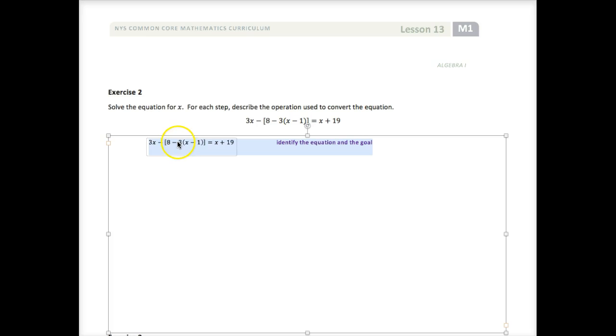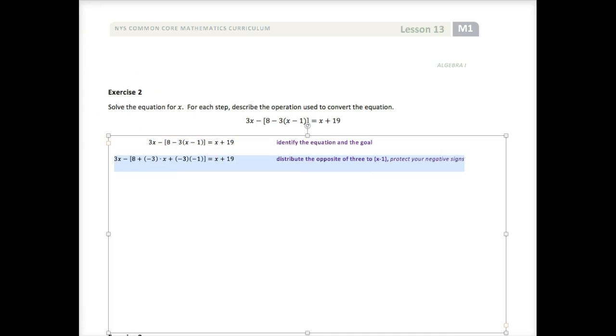So the first thing I'm thinking is I'd sure like to see that this set of parentheses go away, because that would make this other one a little bit easier to work with. Let's see what we can do.